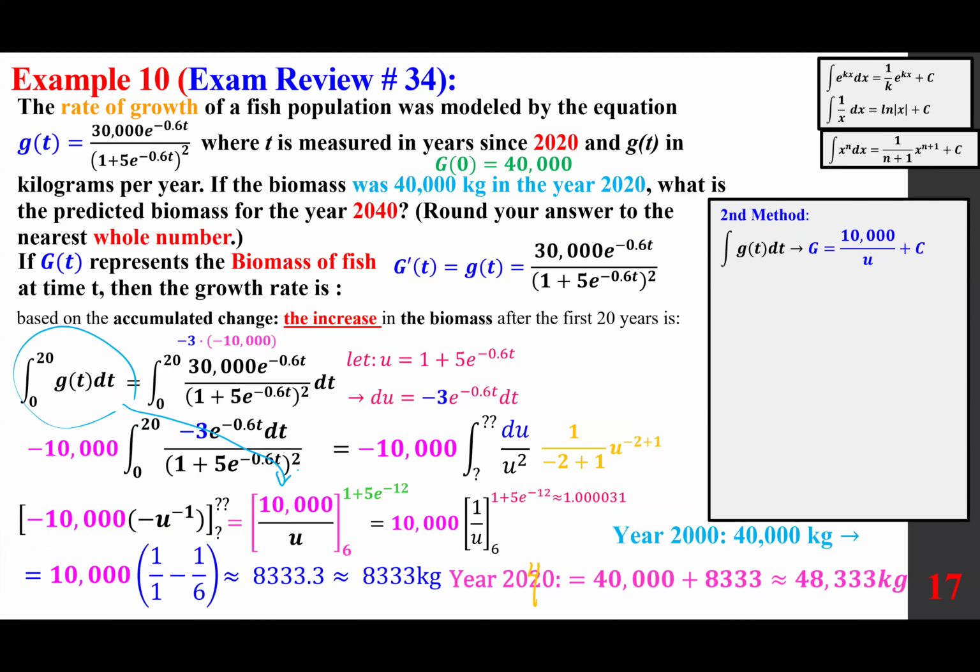So the answer is 10,000 over u plus a constant. In other words, capital G of t is 10,000 over u, where u is 1 plus 5 e to the power minus 0.6t, and a constant, with the initial value G of 0 being 40,000. So we are going to replace the t with 0 and G of t with 40,000. So we get G of 0 is 10,000 over 1 plus 5 plus the constant, equal to 40,000. We put it into a calculator and we find the constant 38,333. And this is the function.